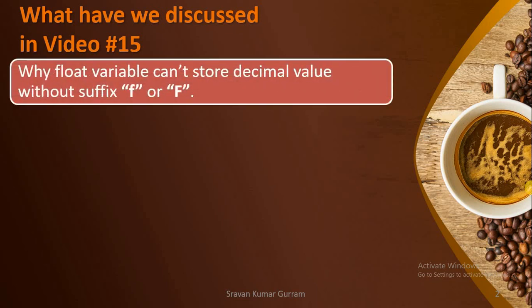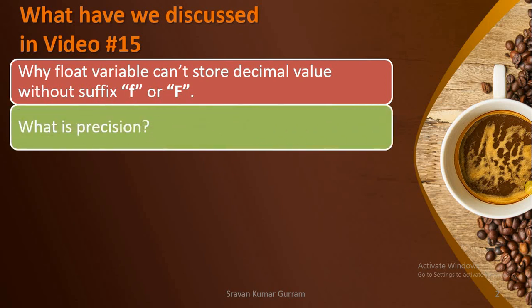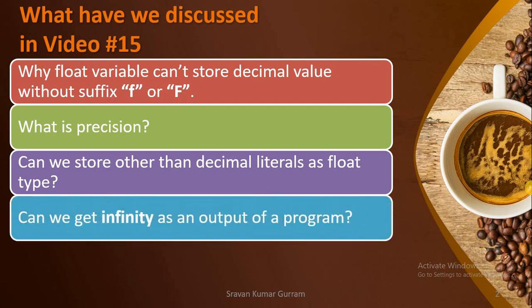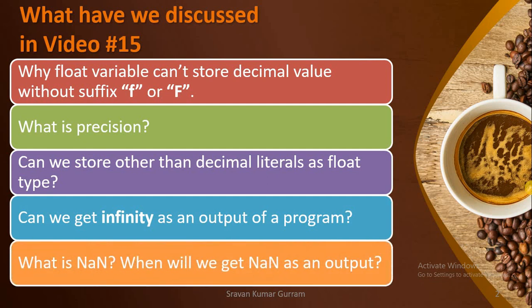Why can't a float variable store a decimal value without the suffix f? What is precision? Can we store other than decimal literals as float type? Can we get infinity as an output of a program? What is NaN? When will we get NaN as an output? All these are covered in detail in lecture 15. If you haven't watched that, please watch it for a better understanding of this video. The link is given in the description.